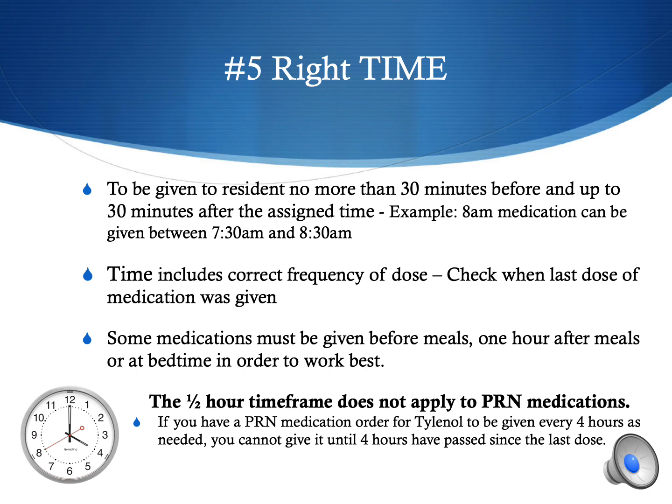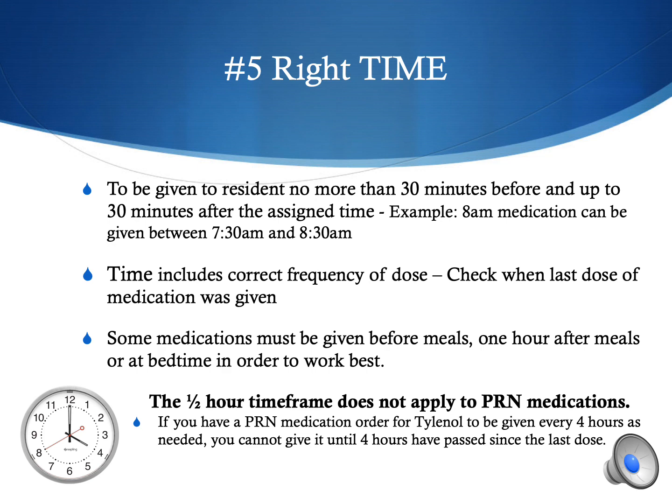Number 5, medications need to be given at the right time. Medications are to be given to the resident no more than 30 minutes before and up to 30 minutes after the assigned time. For example, 8 a.m. medication can be given anytime between 7:30 a.m. and 8:30 a.m. The correct time also includes the correct frequency of the dose.